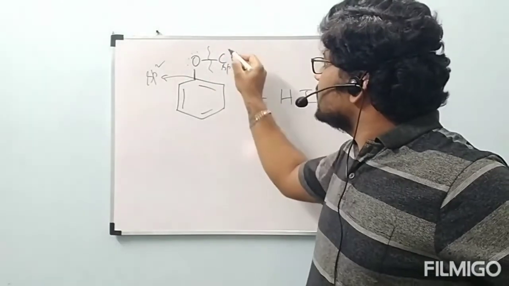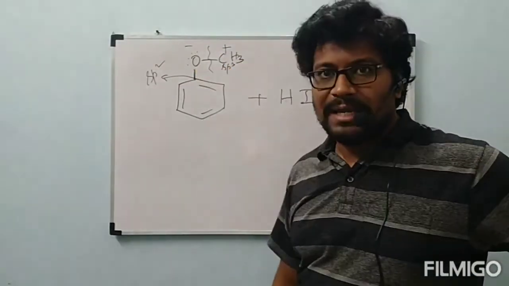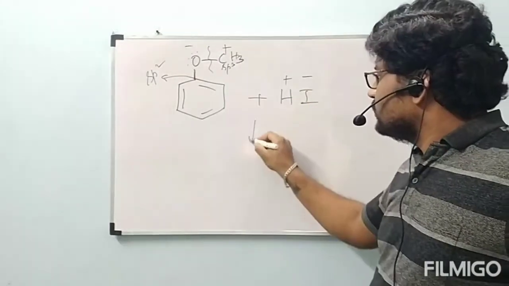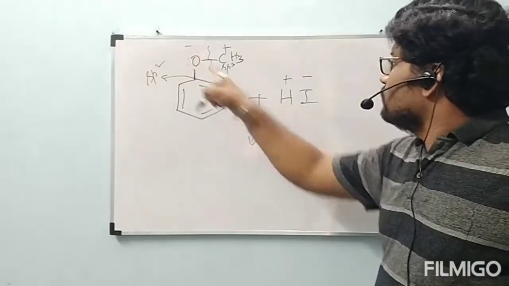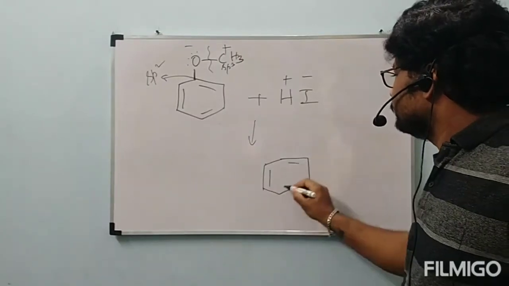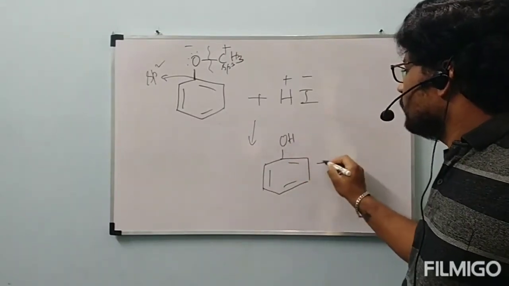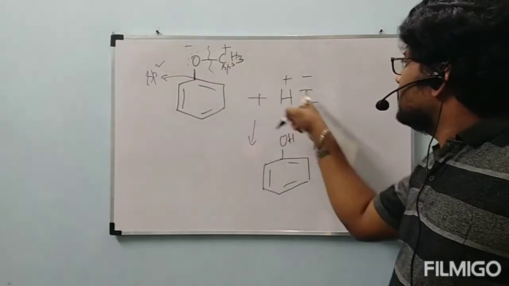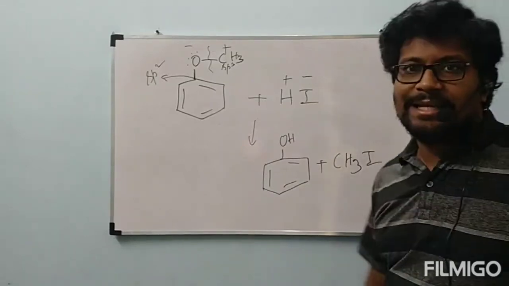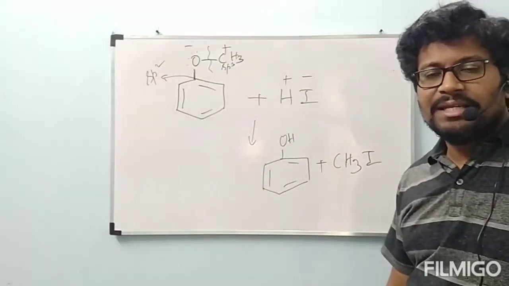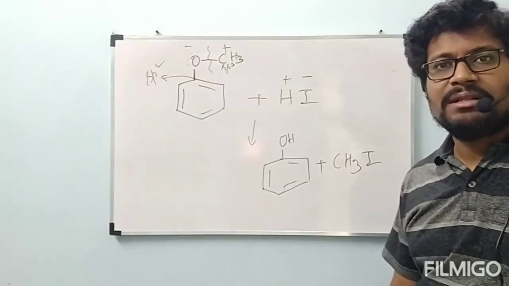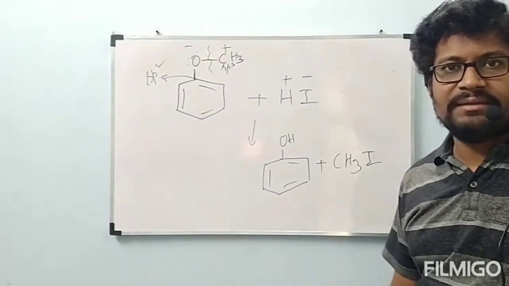Then we will get CH3 plus and this is O minus. Then here H plus and I minus. Then these two are reacted in which this O minus and H plus will be formed as phenol. Phenol plus CH3 plus and I minus will be combined to form CH3I. In this way, any sort of ether, we can solve when it undergoes reaction with HI. Okay? These are the applications of reaction with HI.